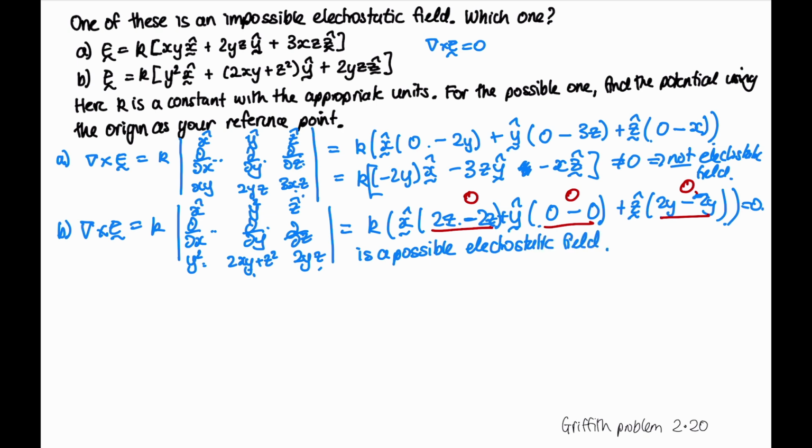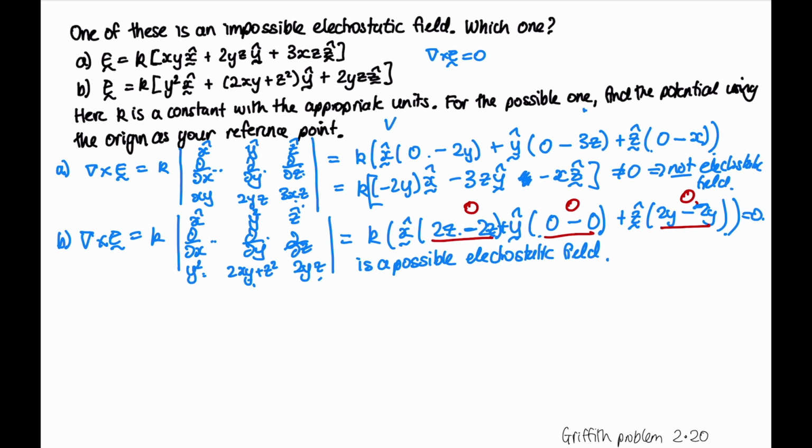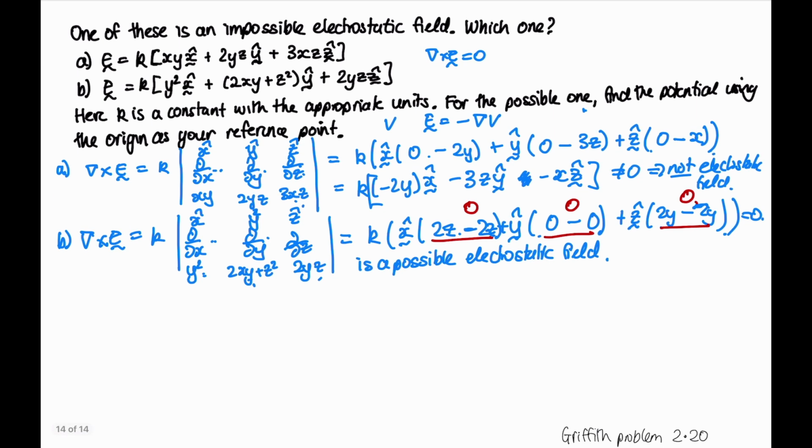Okay, now let's move on to the second part of the question. In the second part of the question, it says, for the possible one, find the potential using the origin as your reference point. So what we want to find now is V, and we know that E is equal to minus grad V. And so we're going to need to integrate our electric field in order to find out what the potential is.